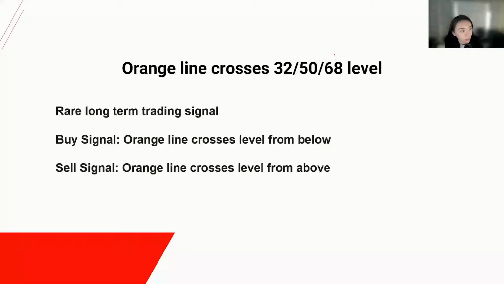So now let's take a look at the orange line across the 32, 15, and 16.8 levels. This is quite a rare long-term trading signal. When the orange line crosses the level from below, it gives us the signal to buy. Or when the orange line crosses the level from above, it gives us the signal to sell. Maybe you guys can take a screenshot of this.